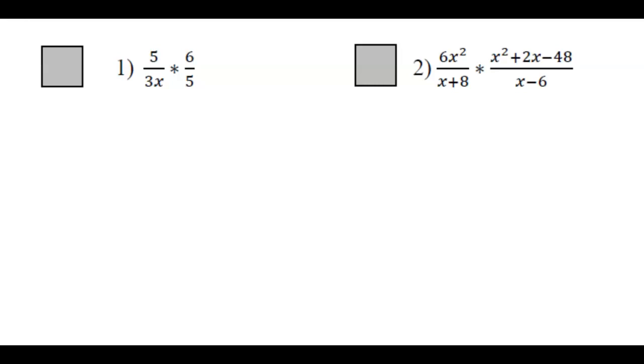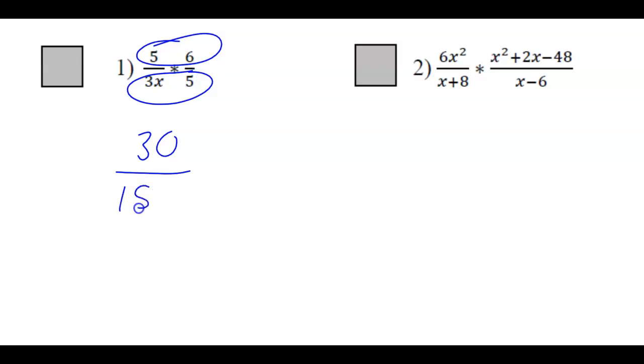All right, so here's number one, just multiplying fractions. So the way we multiply fractions is across the top. 5 times 6 is 30, over 3x times 5 is 15x. And then always reduce. 30 divided by 15 is 2 over x.